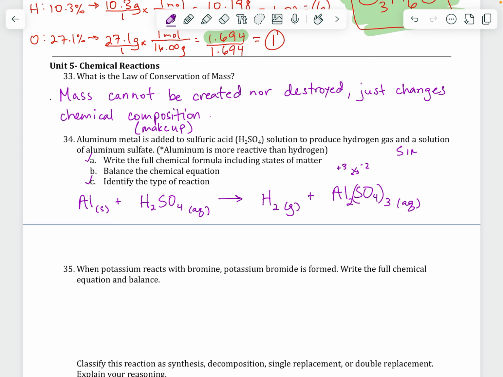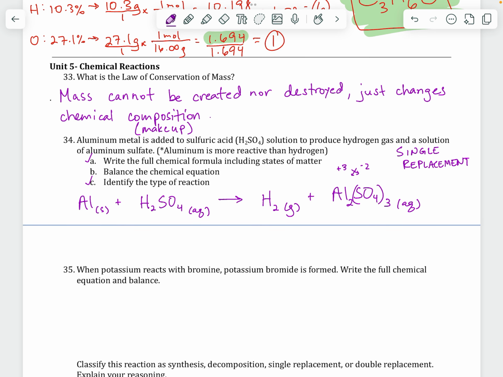We kind of already did identify, again, this is a single replacement because I'm starting with one element and one compound, and I'm creating a new element and a new compound based on one replacing the other. And only one replacement because only one thing changed partners. The other one now does not have one. So the last thing to do is balance.